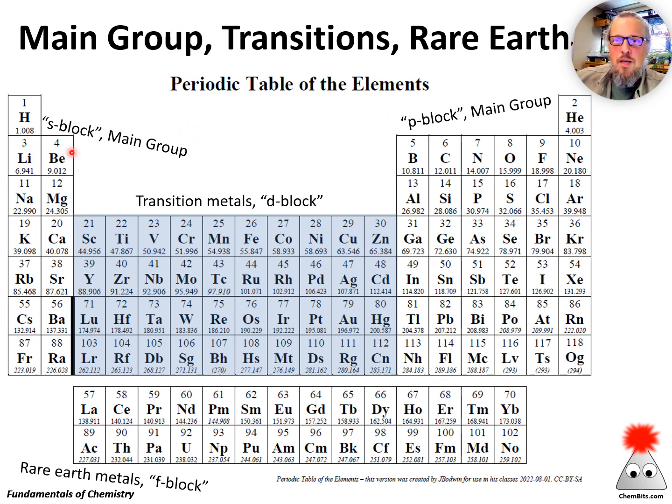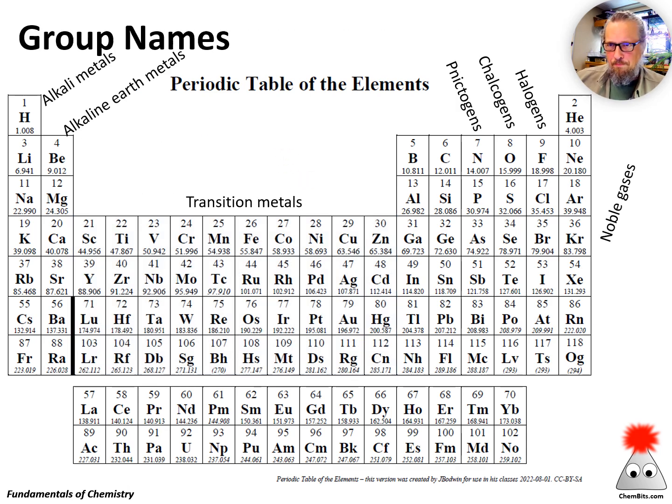The S and P blocks make up what we sometimes refer to as the main group, or the representative elements, they're also sometimes called. The D block are transition metals. So there are a few groups within here, things like the coinage metals and a few other groups. And then down here, the F block are also often called the rare earth metals. So just a little bit of vocabulary as you start working with different parts of the periodic table that you might come across. We can also specifically look at individual group names.